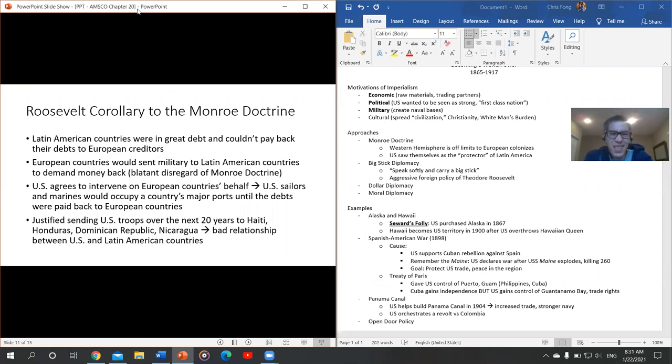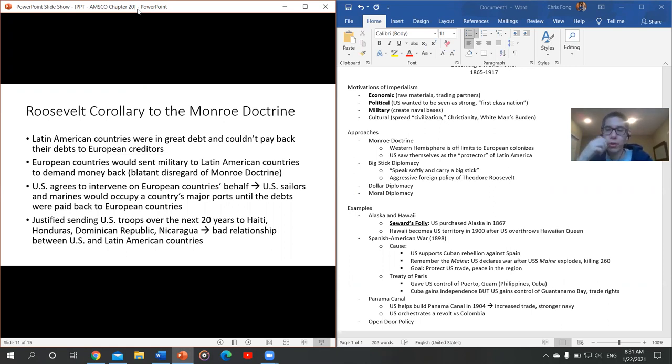Long story short, a lot of Latin American countries were massively in debt, especially to European countries. Most of Latin America gained their independence in 1810 to 1820, and independence was a bit challenging for them at first. They also had to fight plenty of wars against the US and other countries. And so a lot of European countries would send soldiers to Latin America to forcefully collect their debts. This was in direct violation of the Monroe Doctrine, which said that Europe's got to stay out of Latin America.